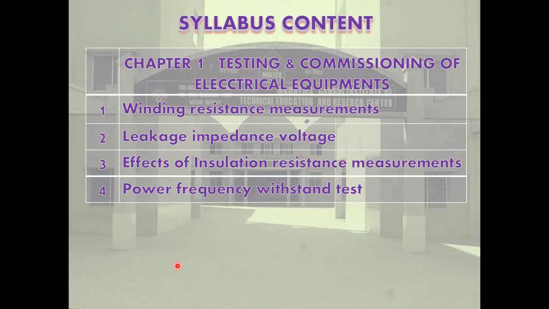Okay, next. Syllabus contents. First is winding resistance measurement. Second is leakage impedance voltage. Third is effects of insulation resistance measurements and power frequency withstand test.